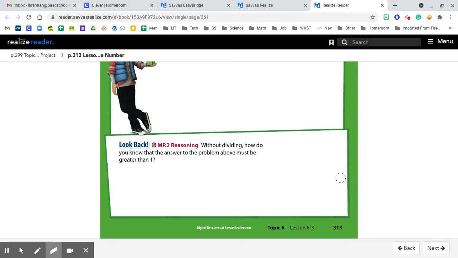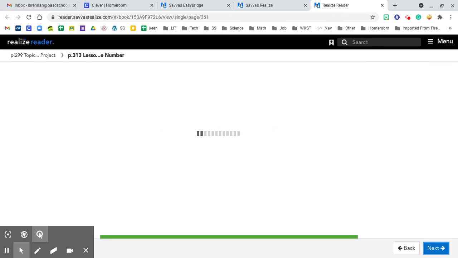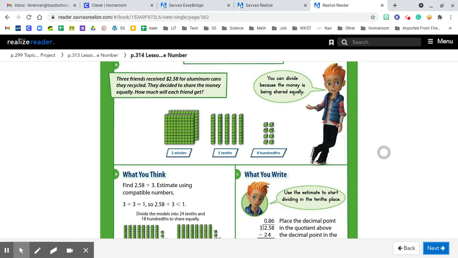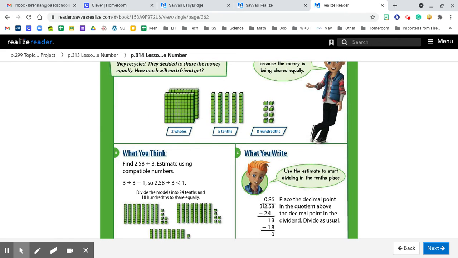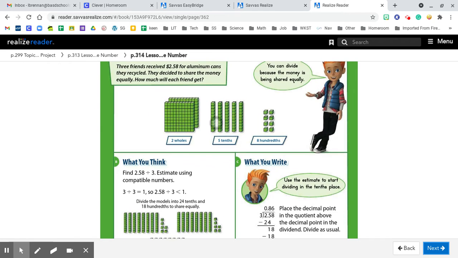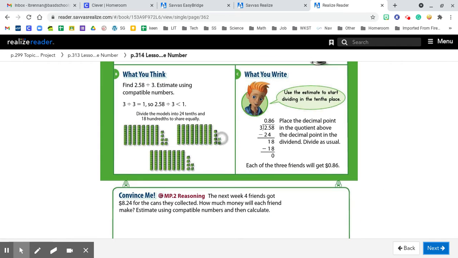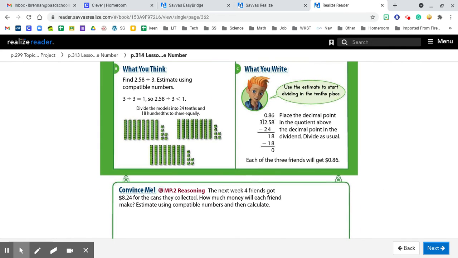So on the next page, whoops, here we go. Sorry about that. So here is what you'd be using if we had the manipulatives. You'd be using the 100 block, the 10 block, and the whole block, which stands for 1, the tenths, and the hundredths. So we can regroup, and we could do that all with manipulatives.